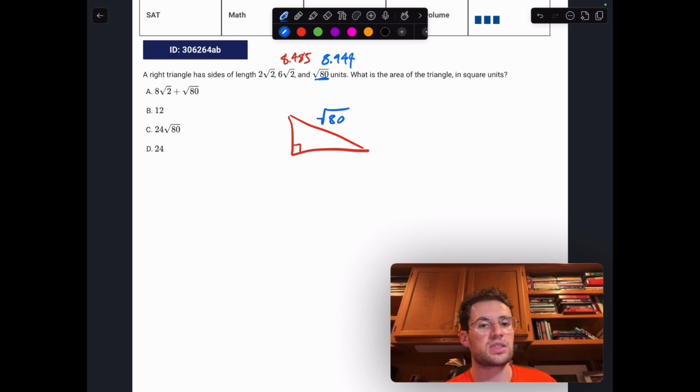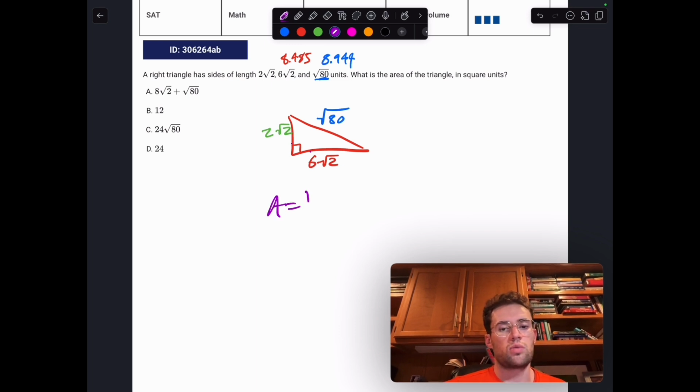So square root of 80 is down here. The longer leg is 6 root 2, and the shorter leg is 2 root 2. Okay, so it looks like this. What is the area of the triangle in square units? Well, as we said in a very recent problem, for a right triangle, you can use the 2 legs as the base and the height. It doesn't matter which one's which, right?